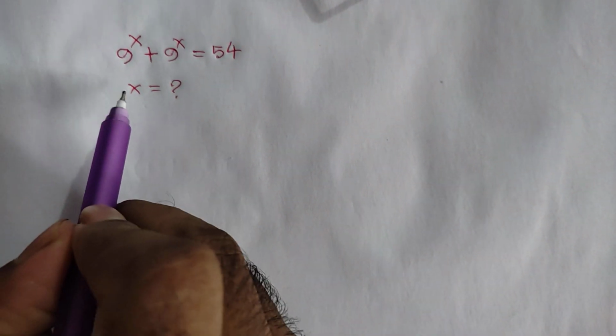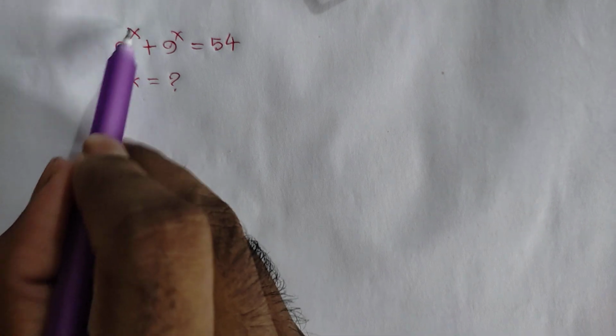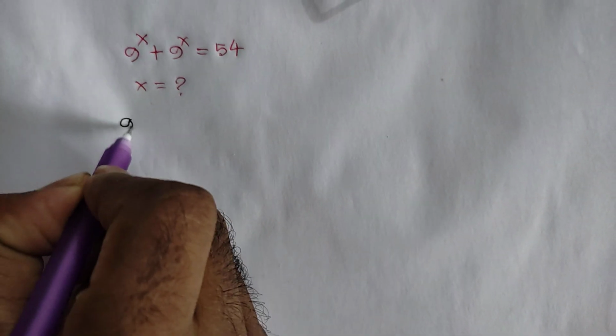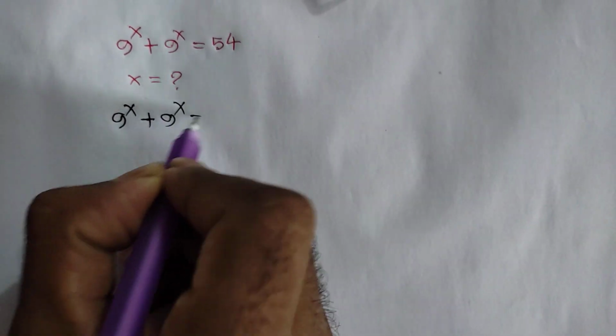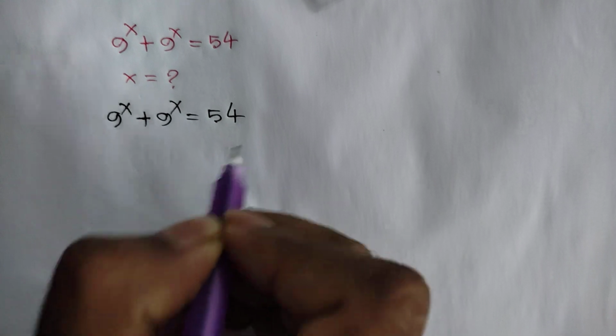Hi everyone, in this video I am going to show how to find the value of x where 9 to the power x plus 9 to the power x is equal to 54. We have given 9 to the power x plus 9 to the power x is equal to 54.